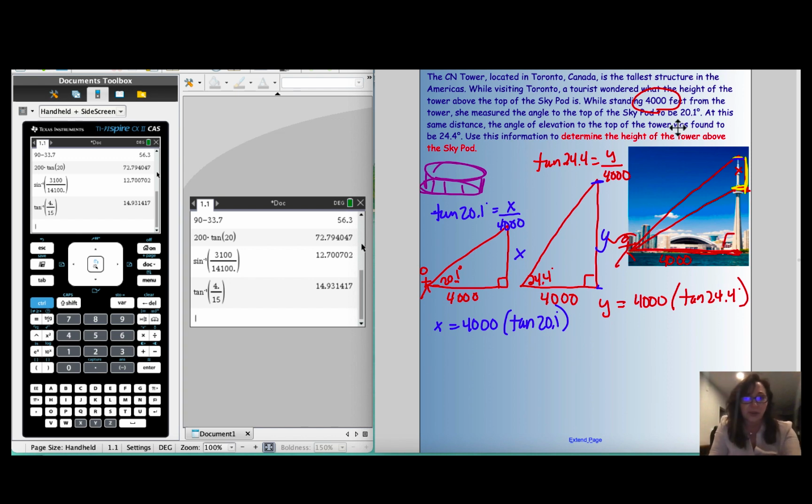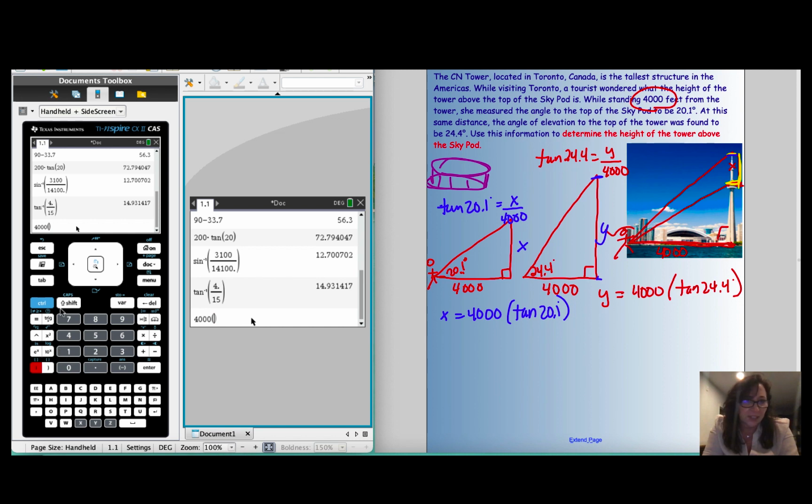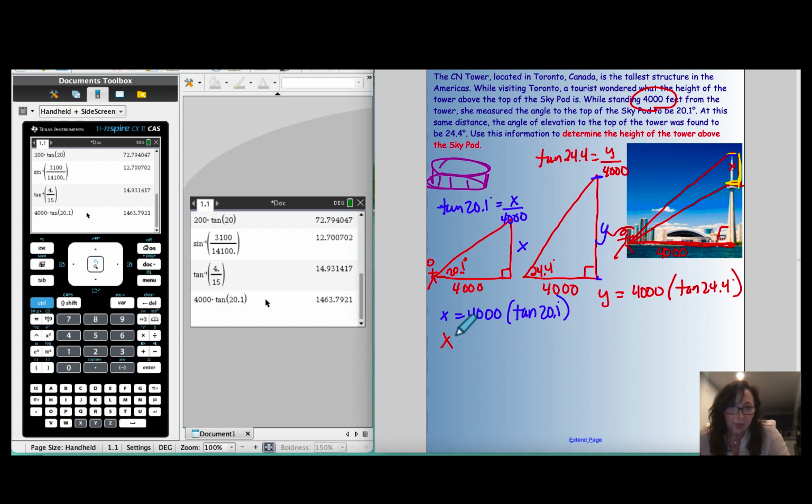Okay, so let's figure out what these values are. Going over to the calculator, I'm going to type in 4,000 times tangent of 20.1, close the parentheses, enter. And so we've got 1463. So x is approximately 1463.8 feet. So the smaller one to the sky pod is about 1,400 feet up.